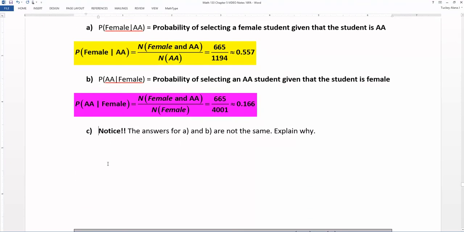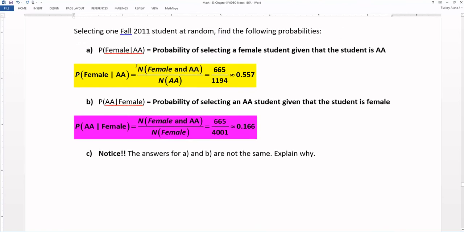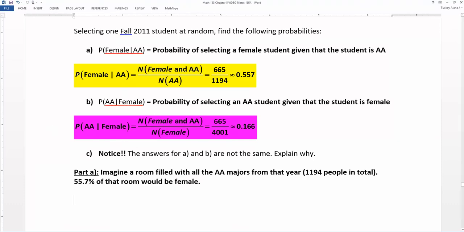Now notice these two are not the same problem at all. That order that we put in here in the parentheses, it really matters. Because the first one's saying, hey, out of all the AA majors, what's the chances of being a woman? So let me write that up. In other words, if you imagine a room, say like the big theater at the college, filled with all the Associate in Arts majors from that year, that'd be 1,194 people in total. 55.7% of that room would be female. So just a little bit over half would be female.